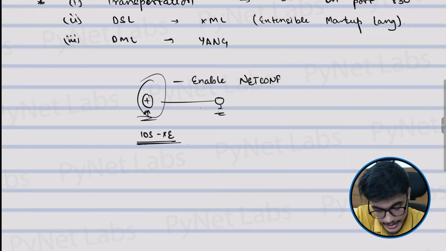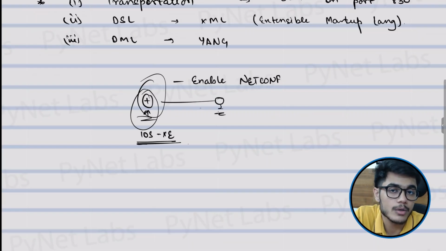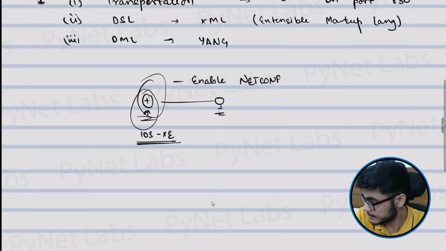So let's understand the script first. We'll fetch the running configuration from the device in the form of XML, and then I'll make you learn about the syntax of XML and how it is beneficial to us. So let's get started. Let me share my other screen.